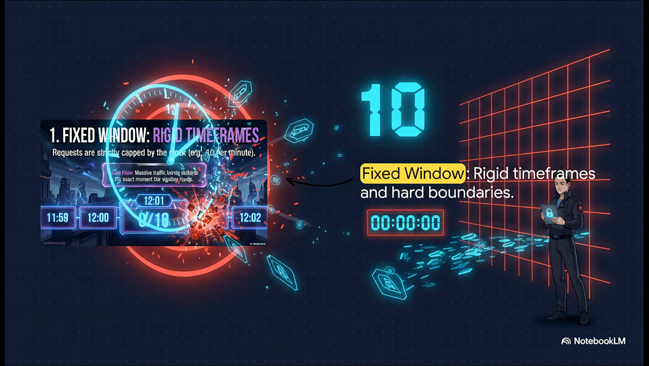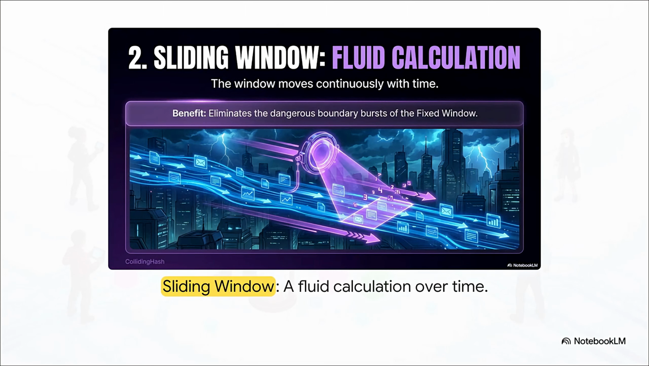A request comes in at 12:01 and 45 seconds. It decrements the counter. Simple. But once that counter hits 0, every single new request is completely discarded until that clock strictly resets at 12:02. Now, the fixed window works, but it's pretty rigid, and that brings us to algorithm number 2, the sliding window.